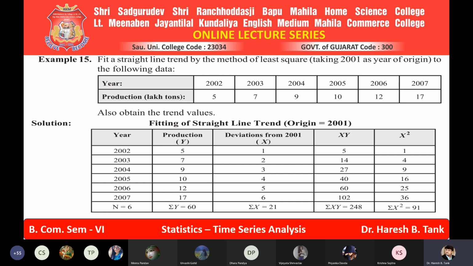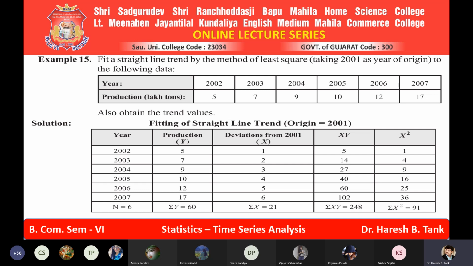7 multiplied by 2 comes to 14, which you write against 2003. 9 multiplied by 3 comes to 27 against 2004. 10 multiplied by 4 comes to 40 against 2005. 12 multiplied by 5 is 60, write it against 2006. 17 multiplied by 6 is 102 and write it against 2007. So all the elements in the column xy are written.